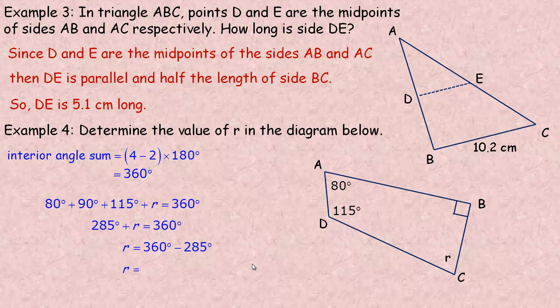So angle r should be 75 degrees. Now, I see a lot of people doing this without using an equation. That's not a big deal. I see a lot of people who actually write down 115 plus 90 plus 80 is 285, and then show they subtract it from 360, and that's fine. There's nothing wrong with that at all. But I'm just demonstrating how it can be done with an equation.